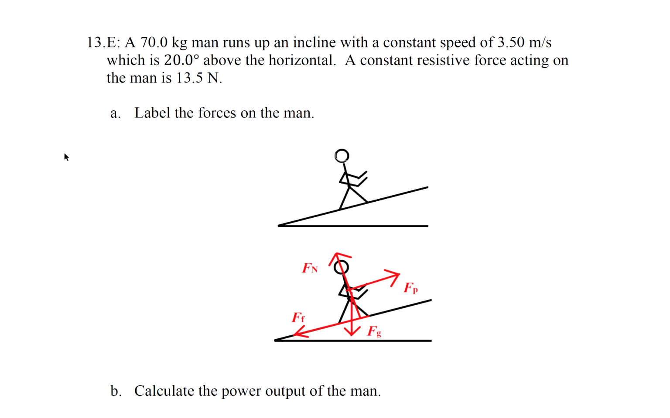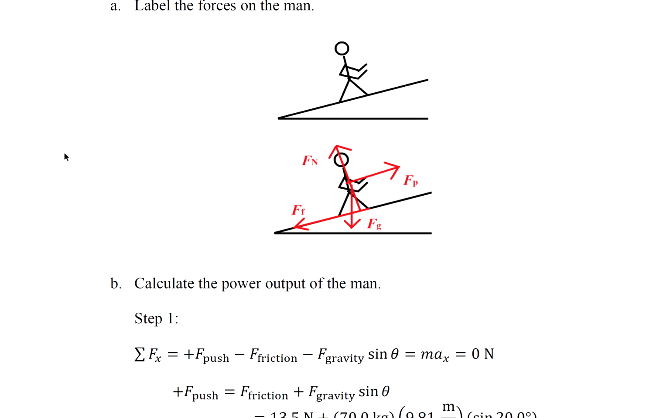Question 13, a 70 kilogram man runs up an incline with a constant speed of 3.50 meters per second, which is 20 degrees above the horizontal. The constant resistive force acting on the man is 13.5 newtons. Part A, label the forces on the man. We got force of push, force normal, force friction, force gravity. If you want to call it the driving force, we could call it the driving force.